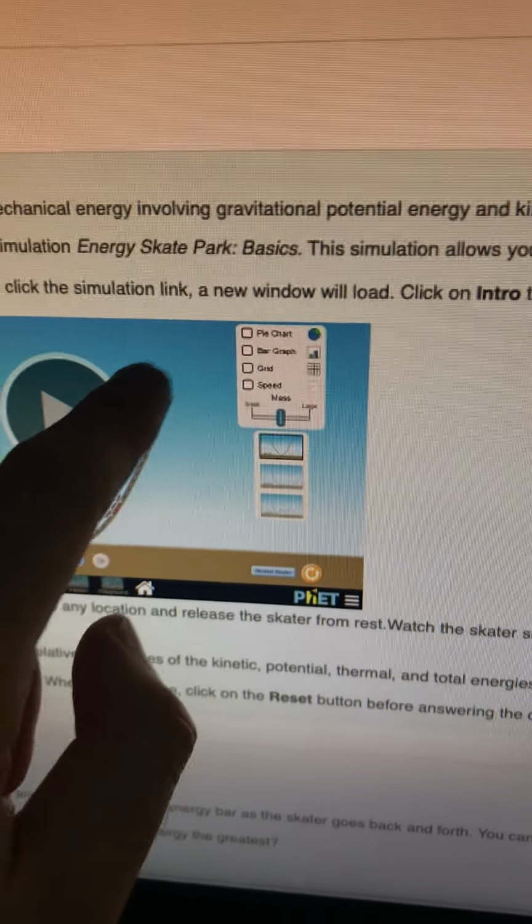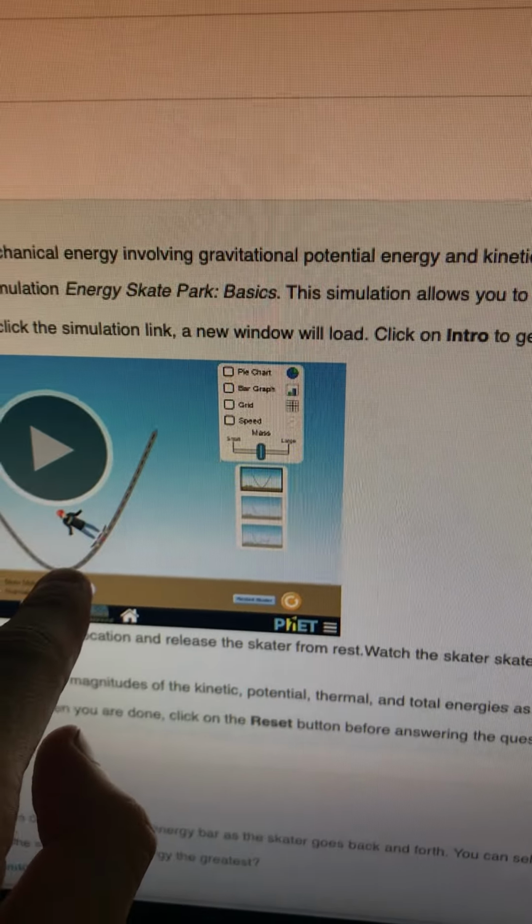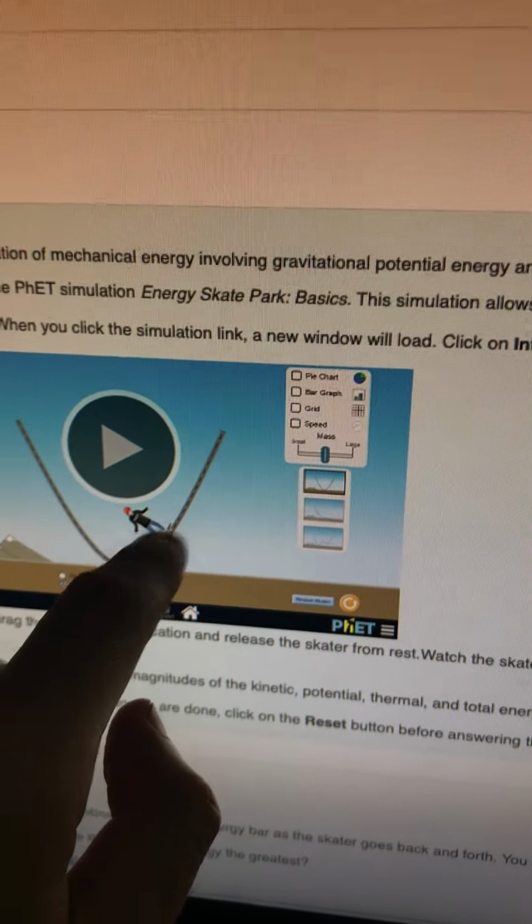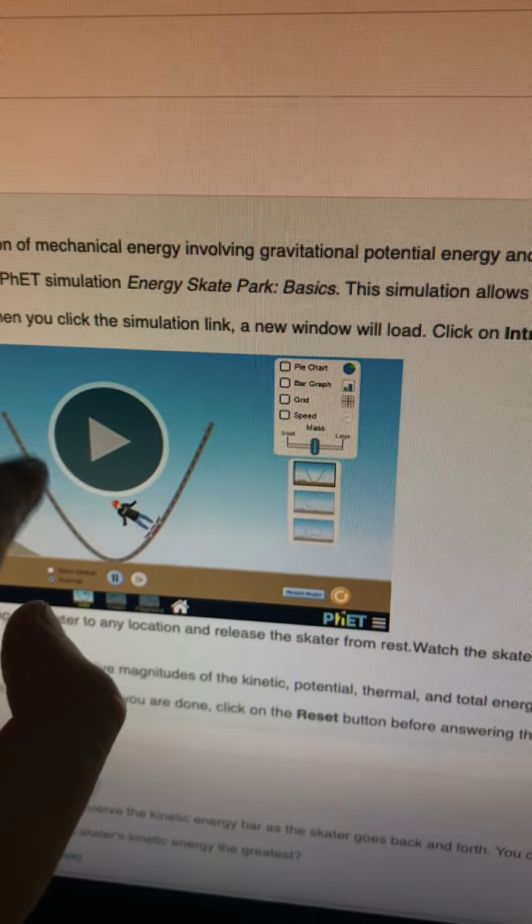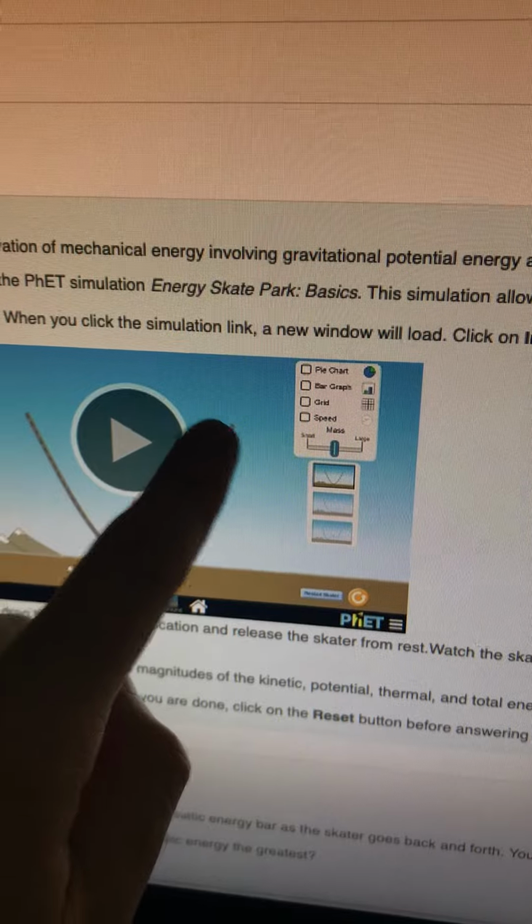Because as you go down, your kinetic energy rises, but potential decreases, in the same proportions as it goes back up and down, and the total is always the same. So total energy remains constant.